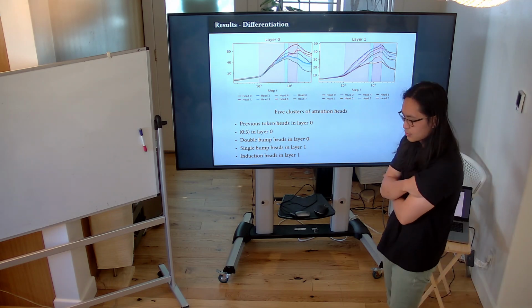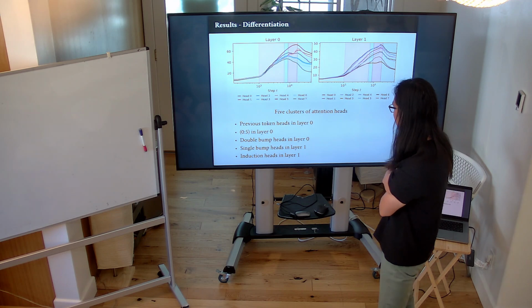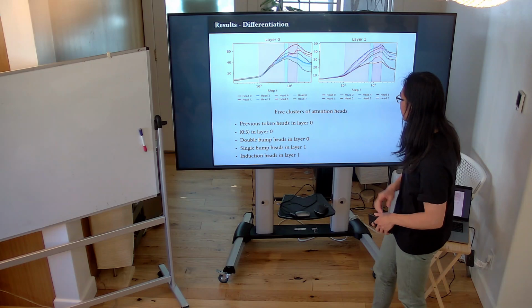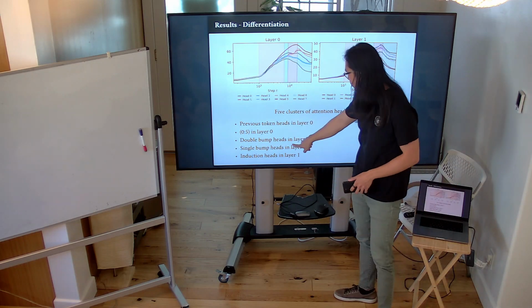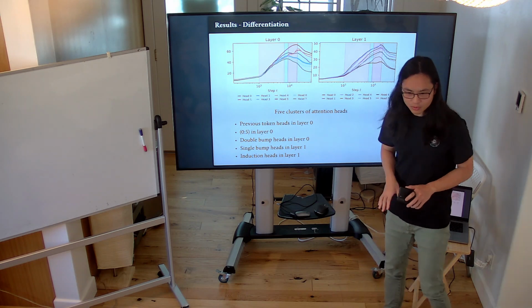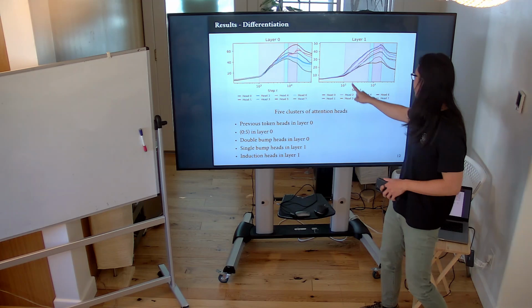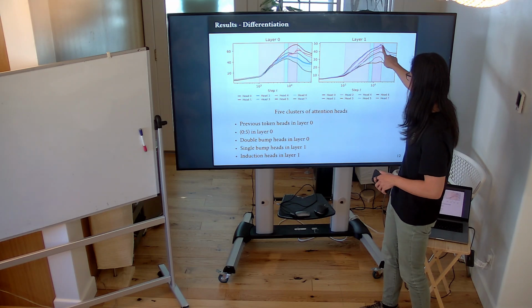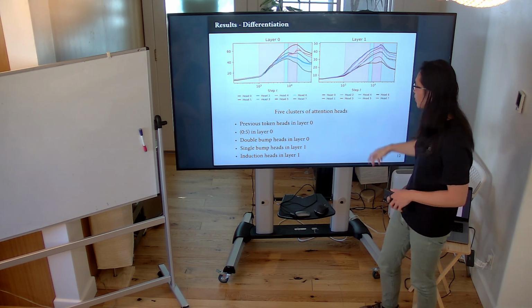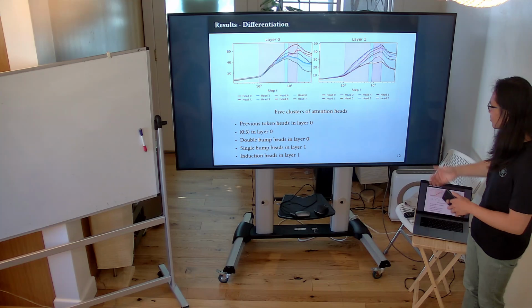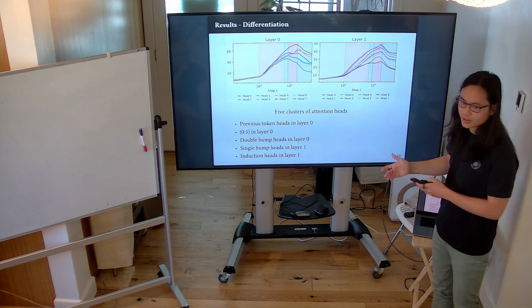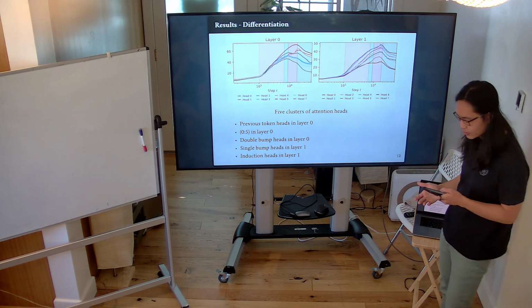Why are heads 1 and 4 different? Oh, these are the previous token heads. Okay. So then we have this 0.5 head, we have these double bump heads in layer 0, and over here we have maybe two visual clusters of heads. One is where it rises steadily and they all share this peak at the same time. And then you have these two down here, which, spoiler, are the induction heads. So just looking at this, we can already have some differentiation power between these heads, which I think is pretty significant.